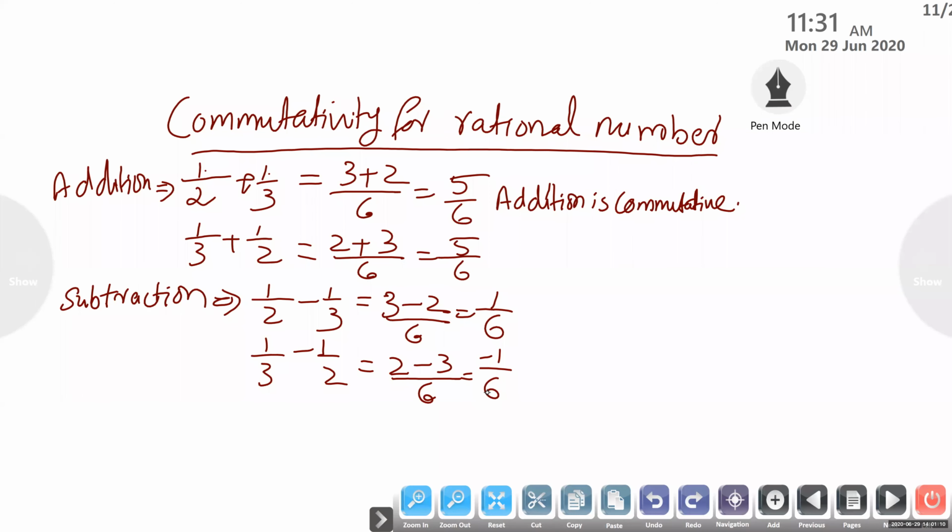So it is not commutative. So we will say that subtraction is not commutative. Subtraction is not commutative. Now we will check multiplication.